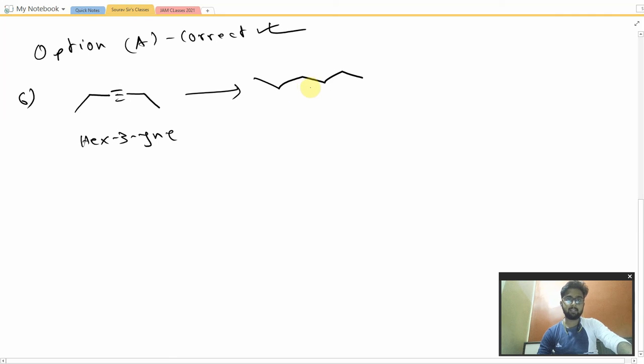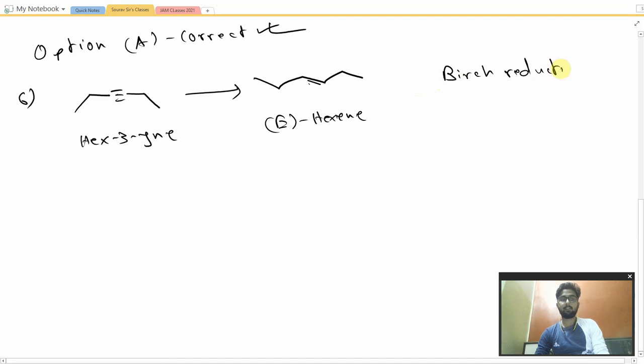Obviously E-hex-3-ene. Here there will be one double bond, E-hexene. For this kind of reaction, I am just telling you the answer, because obviously without the answer we cannot proceed with the mechanism. The most famous reagent is the Lindlar reagent. Sorry, not the Lindlar, the Birch reduction reagent.